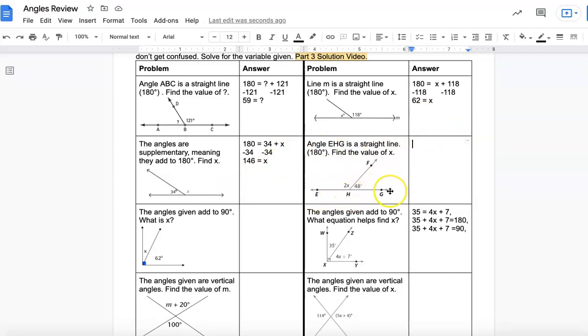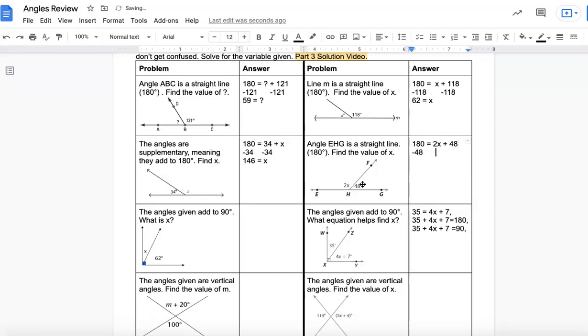Angle EHG is a straight line, so it equals 180. And so it equals the sum of these two angles. So it equals 2x plus 48. Now remember, if you can just do that part, it's okay if you're not confident yet solving two-step equations.